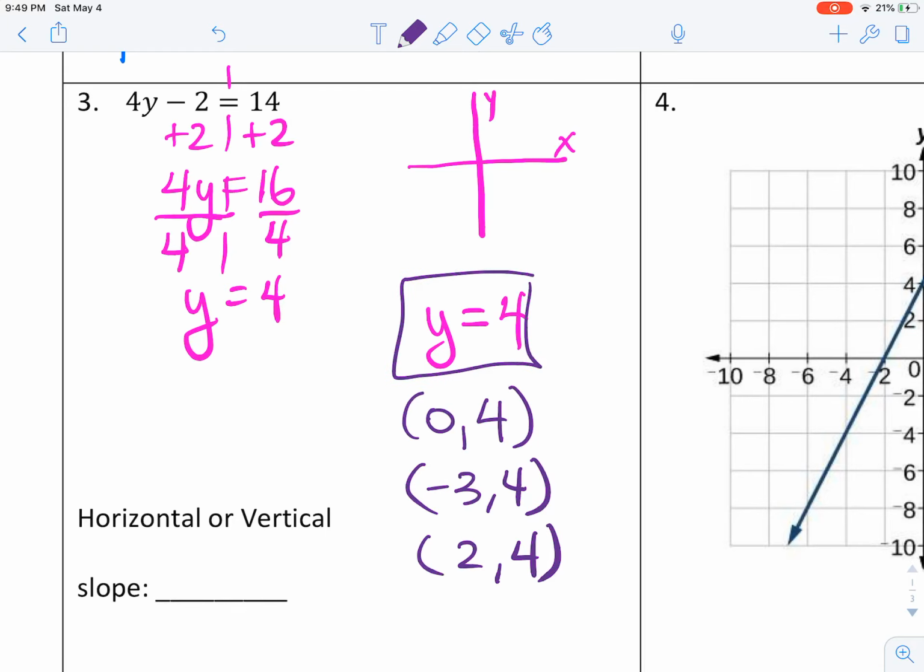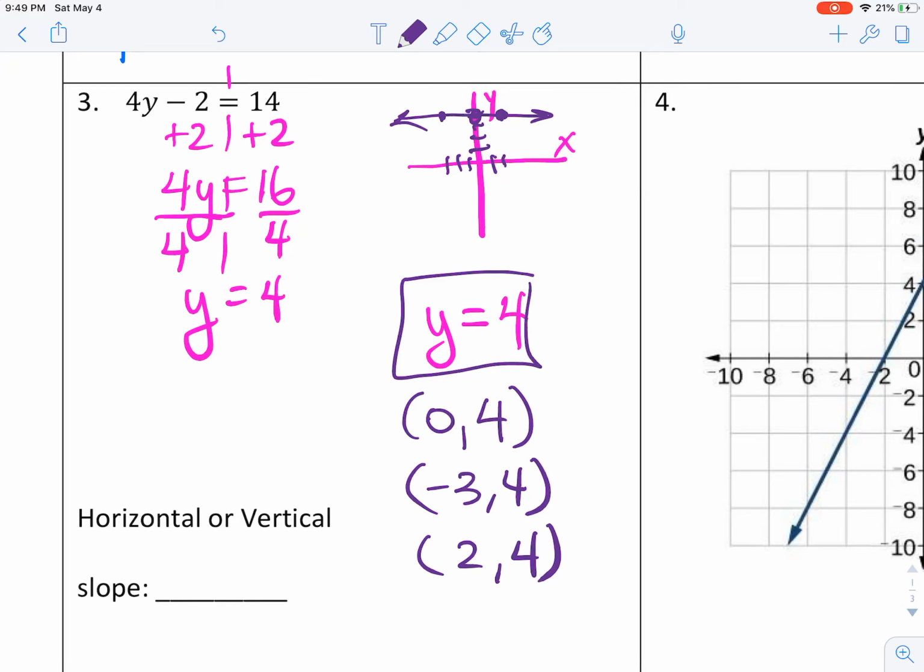Okay, so if I plot those points, (0, 4), (-3, 4), and (2, 4), you can see that if I connected those points with a line, it would be a horizontal line. That, I think, is where people get confused, because they want y to be up and down, and they want x to be side to side.